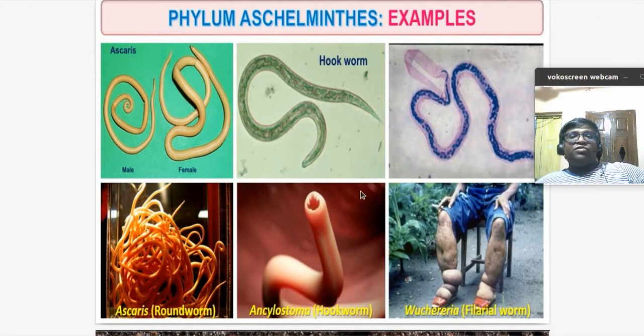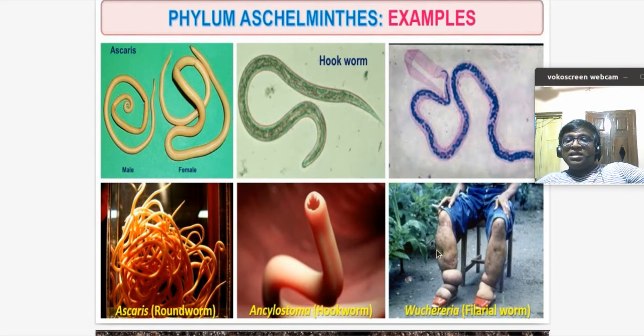Now the examples of phylum Aschelminthes. You have the roundworm, called Ascaris lumbricoides. The other example is hookworm. This is how the hookworm looks. They are called Ancylostoma. The scientific name is Ancylostoma, and the common name is hookworm. Then Wuchereria bancrofti, which is microscopic in nature.